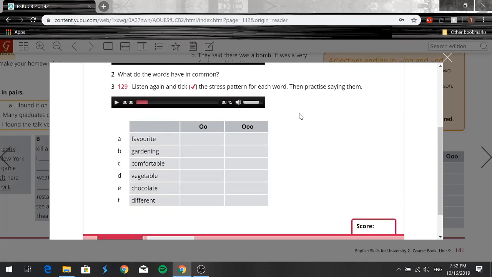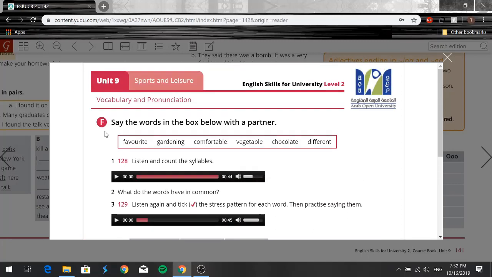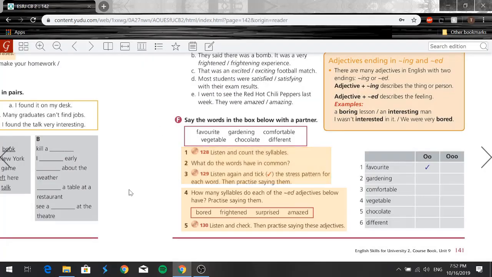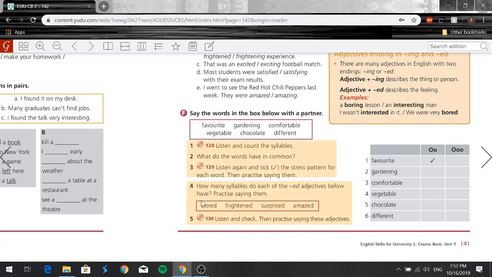Alright, so just listening to the words, you can tell that favorite has 1 syllable, favorite. Gardening also has 1 syllable, right? Comfortable has 2 syllables, that's correct. Vegetable also has 2 syllables. Chocolate, again, 1 syllable. And different also has 1 syllable. Okay, so that was a quick exercise. That was just exercise F, basically. Really simple. What else do we have?